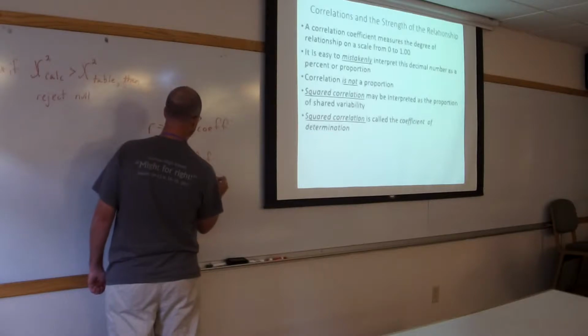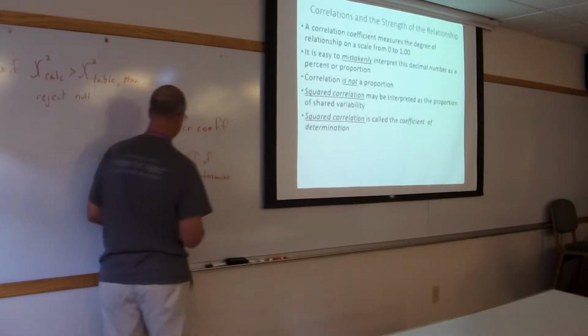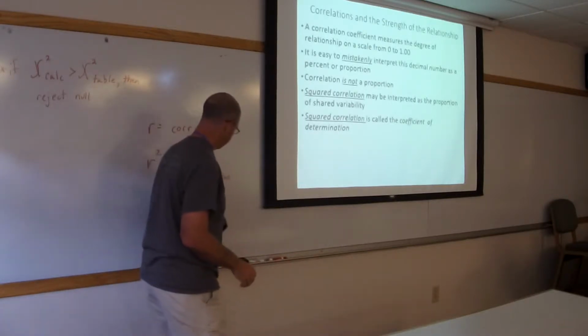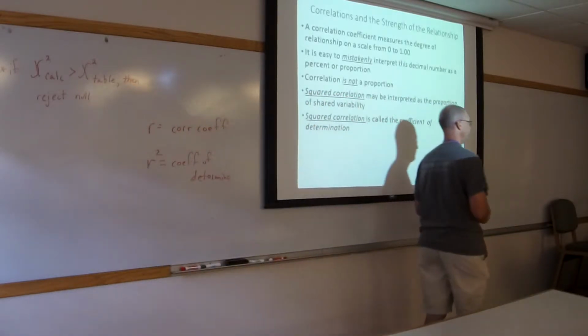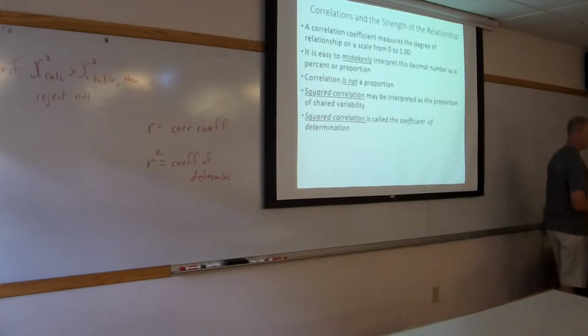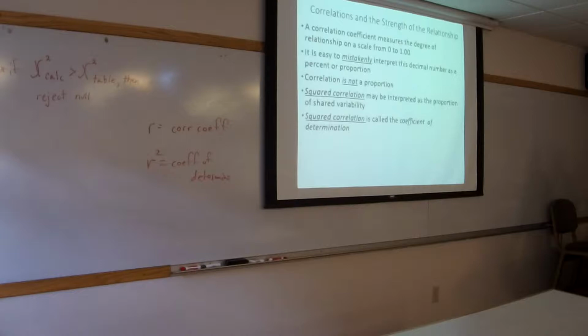Based on how you calculate R, squared tells you how much of the data is shared. It's kind of like a confidence interval. But to calculate it, you just take R times R, or you read it off of the spreadsheet that we set up. And so if somebody gives you R squared, you're taking the square root to get back to R.